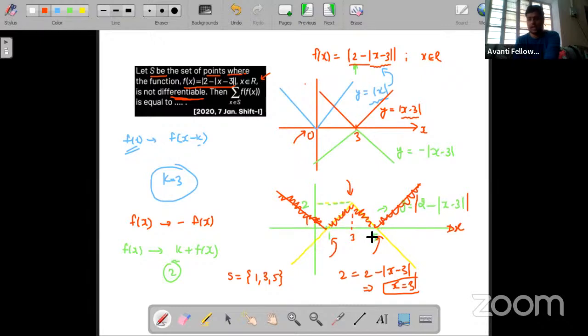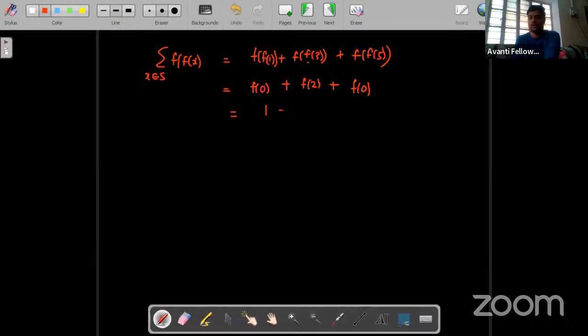Positive value is coming. And f of 2 we also have to find. So put x is equal to 2. 2 minus 3 is minus 1. Minus 1 modulus is 1. 2 minus 1 is 1. 1 modulus is 1. So we are getting f of 0 is 1, f of 2 is 1, and f of 0 again is 1. So finally the answer is 3.